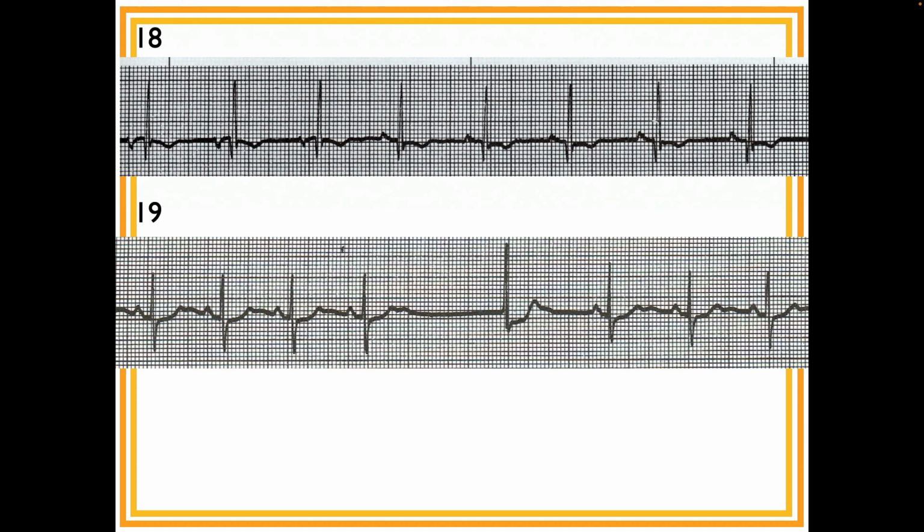Okay, 18. It is regular, the rate is 70. The P waves are both inverted and regular, and the QRS and the PRIs are both normal. Wandering atrial pacemaker. Yep, wandering atrial pacemaker. Good job.